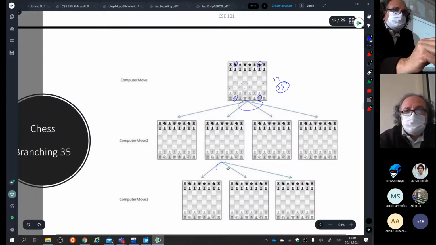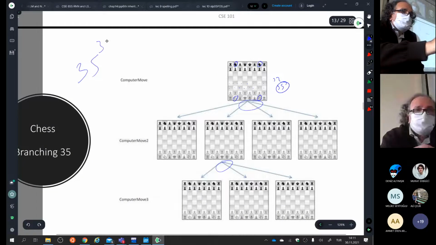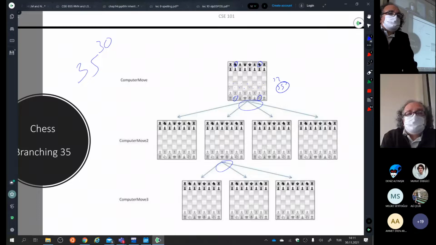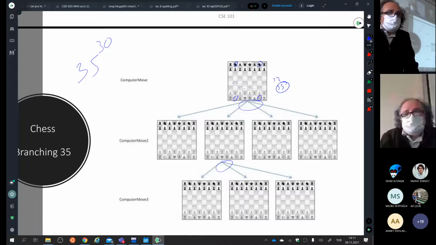So 35 here, 35 there, and 35 when you go. So how many moves are there in a typical chess game? 20 moves, 25 moves, 30 moves maybe. So what does that mean? 35 to the power 30. Okay, that's a very big number. There are no computers in this world that can hold that kind of memory. There are no computers in this world that can make a search on this kind of a space. So the chess game for now is not solvable with our current computers. It looks like we are going to need 300 years or something like that of computer development to solve this game in a reasonable amount of time, okay?